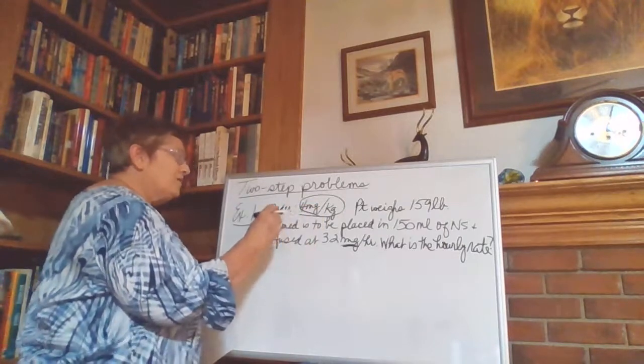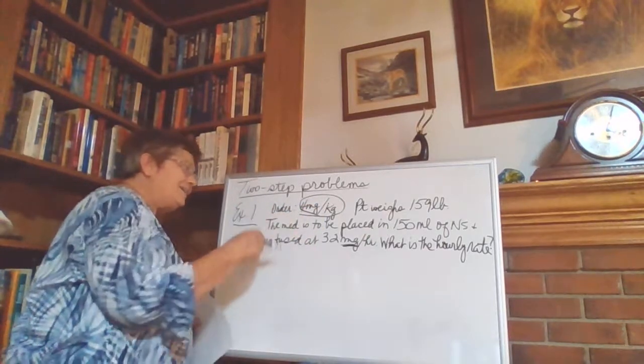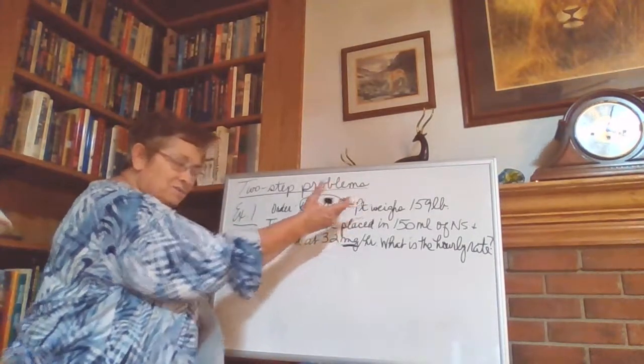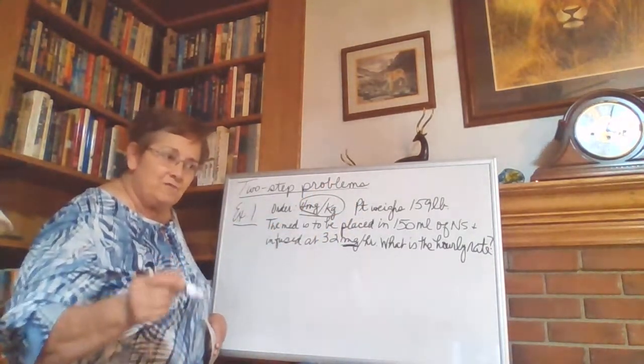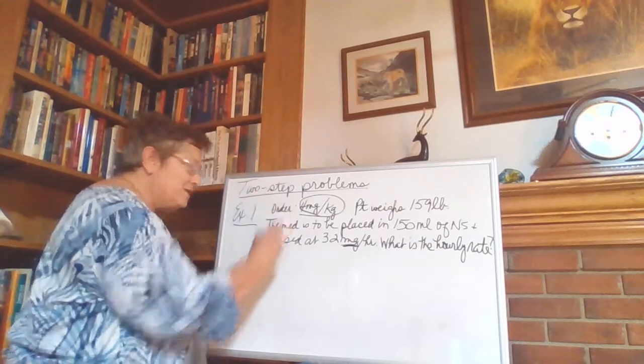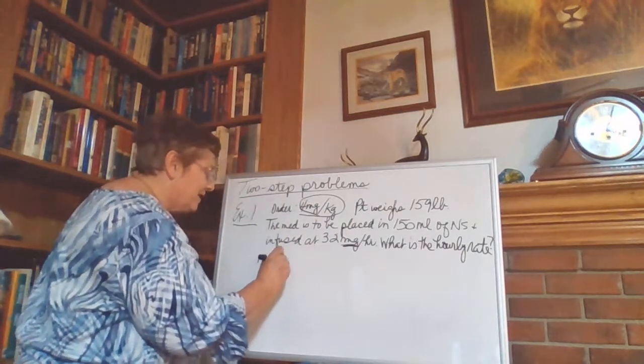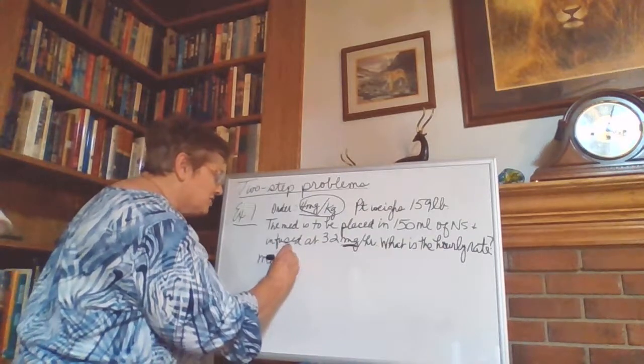This is a very generic order. The patient's to get 4 milligrams per kilogram. That tells you how much per kilogram, but it doesn't tell you how much for your specific patient. So we need first to figure out how much that patient is going to get. So we're going to start by figuring out how many milligrams have been ordered for that patient.